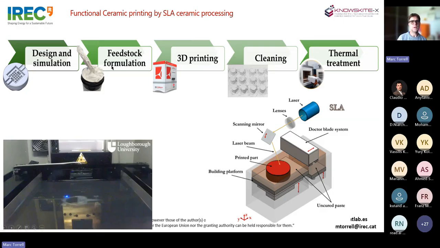And then we formulate our pastes. Here is for printing mainly the electrolyte side of the technology. So we formulate different zirconias, doped zirconias with different doping cations for having the different electrolytes. Then we go to the 3D printing step by this stereolithography.